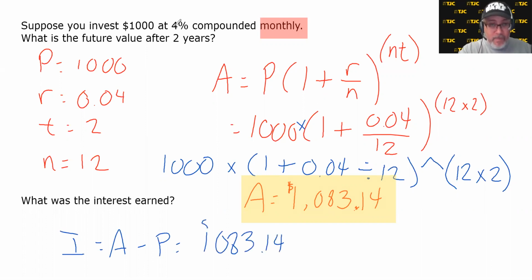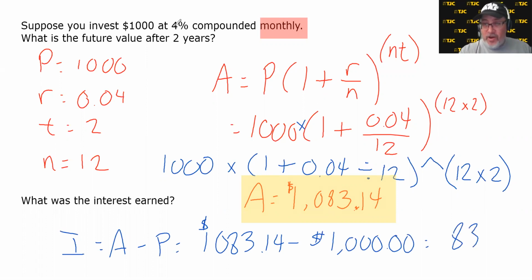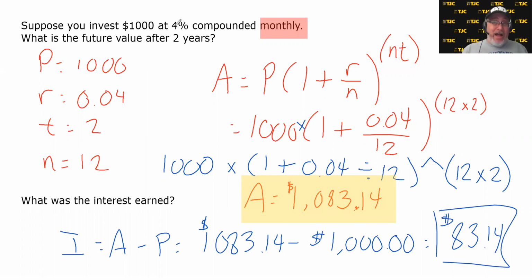Our future value is $1,083.14 minus the principal that we invested, which was just $1,000. And if you subtract those, you get $83.14. So the compound interest formula actually doesn't calculate compound interest. It calculates the future value when interest is compounded. Subtract, and you can find the interest earned.